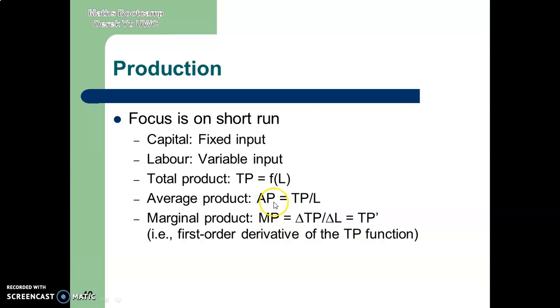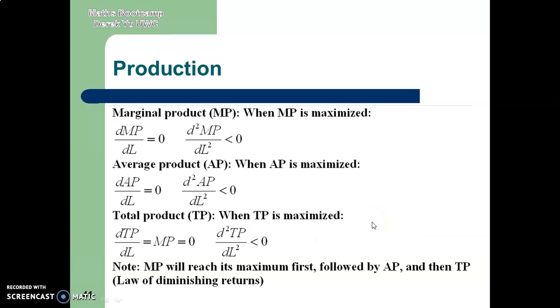Average product, you learned from first year, is total product divided by labor quantity. Marginal product means the increase of total product as a result of employing one more unit of labor. So marginal product is the change of total product divided by the change of labor. It actually means the first order derivative of total product. When we want to find the labor quantity that maximizes the marginal product, this is the first order condition. Remember, slope is 0. The second order condition must be negative. Remember the unhappy face, concave.